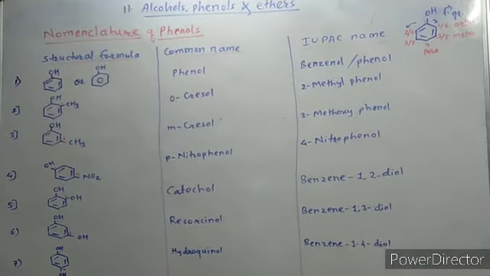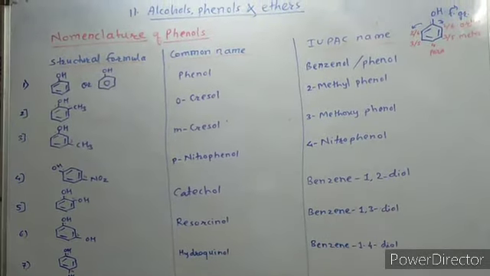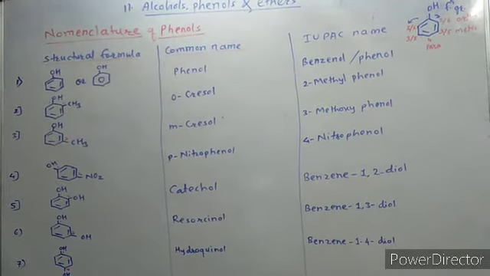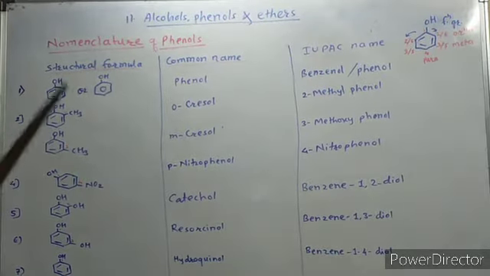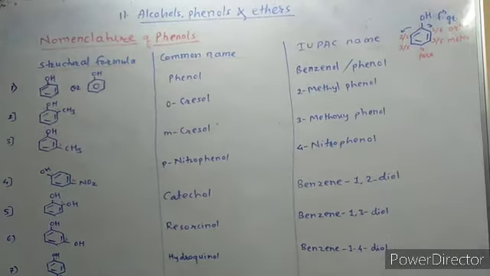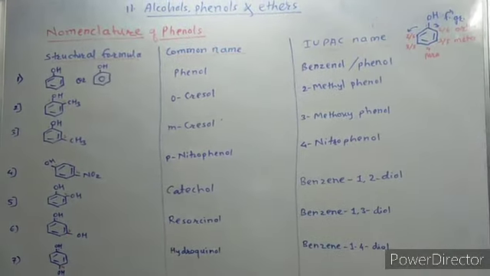Now we can move clockwise, or we can move anti-clockwise. So 2 or 6 position will be the ortho, 3 or 5 positions will be meta, and the 4th position will be para.